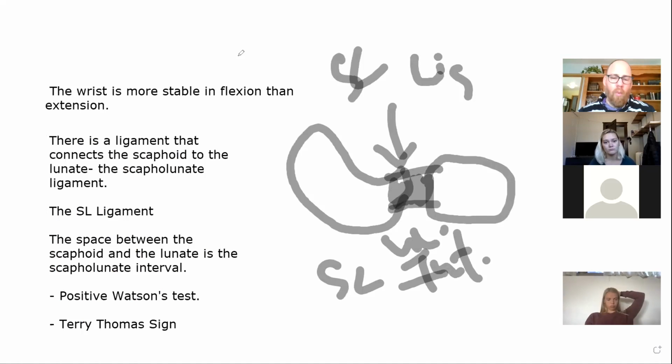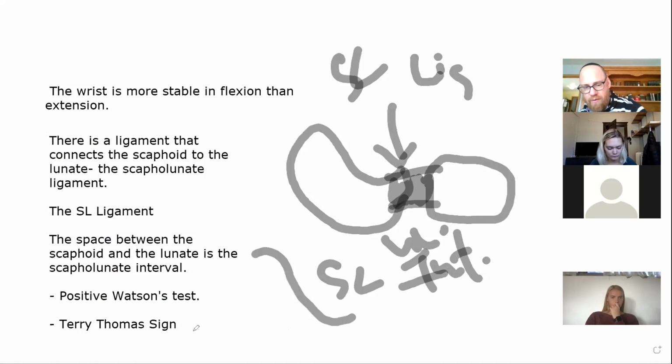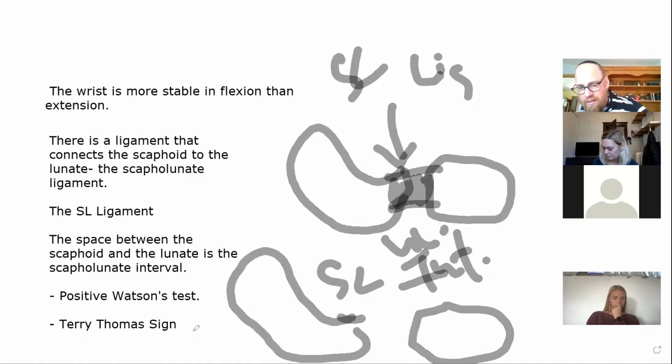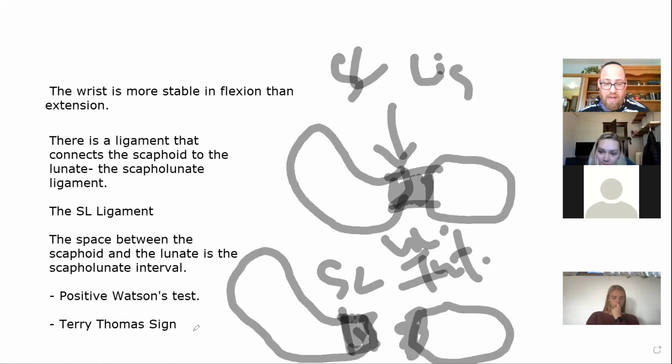But what if the scaphoid and the lunate become disassociated from each other? What if I tear that ligament? So there's my scaphoid again, there's my lunate. But what I've done this time is I've actually sprained that ligament, and I've kind of torn it. And now I've got an open space at the scapholunate interval. So we'll have a positive Watson's test.